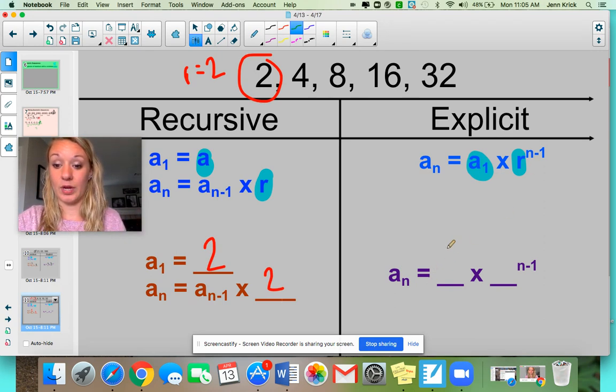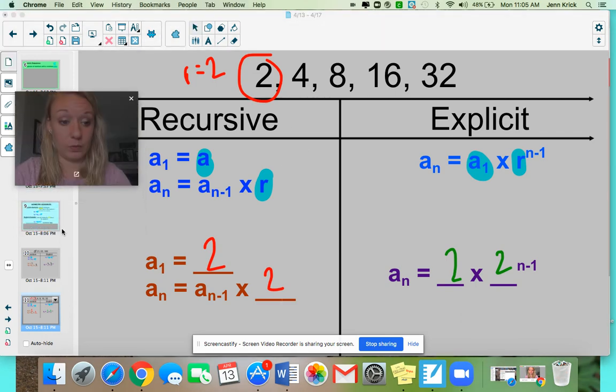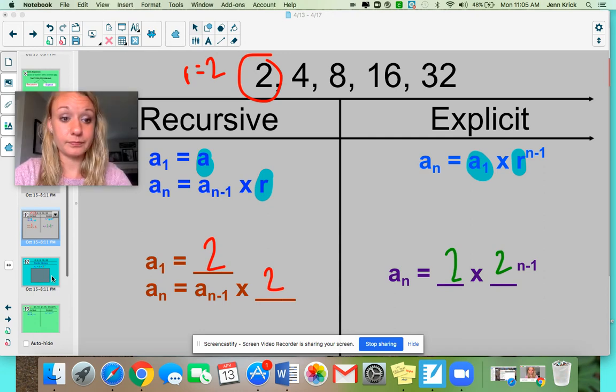So instead of A1, again, I'm just going to plug in 2 because that's the first value in my sequence. And then instead of R, I'm going to plug in 2 again because that's my common ratio. So far you know that a geometric sequence is a sequence of numbers that are being multiplied by a common ratio, and you know how to write a recursive rule and an explicit rule. Okay, so let's keep it going.